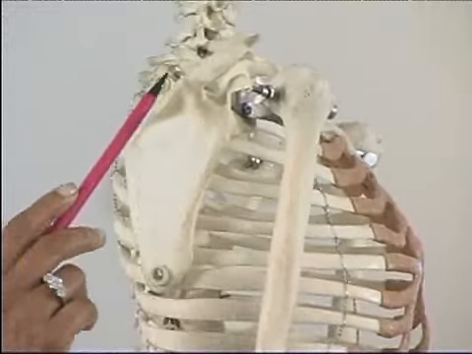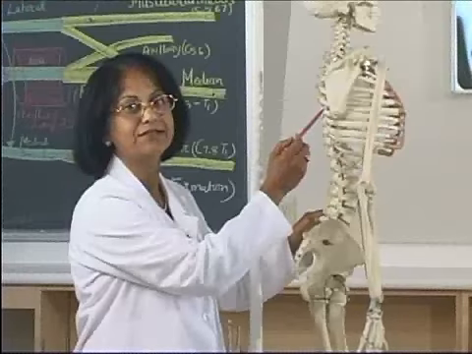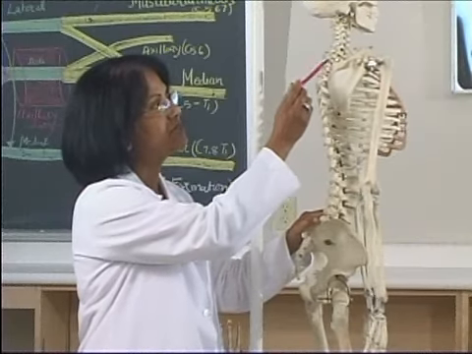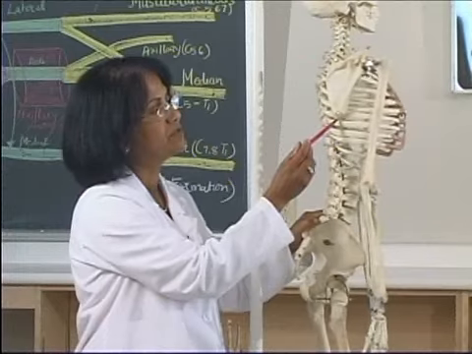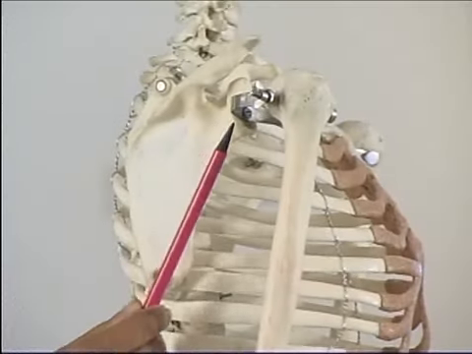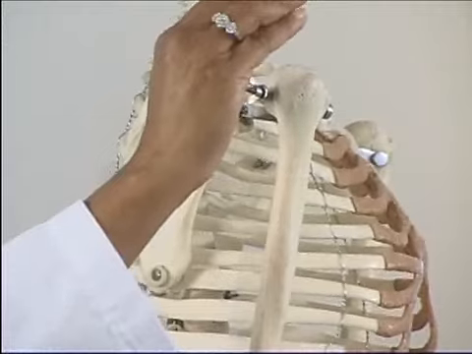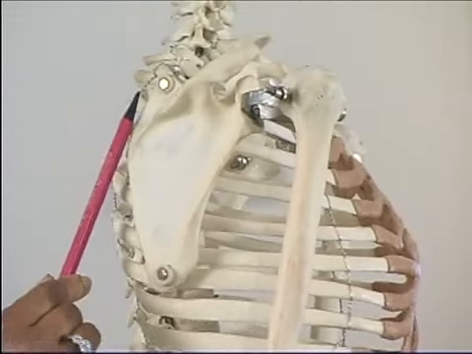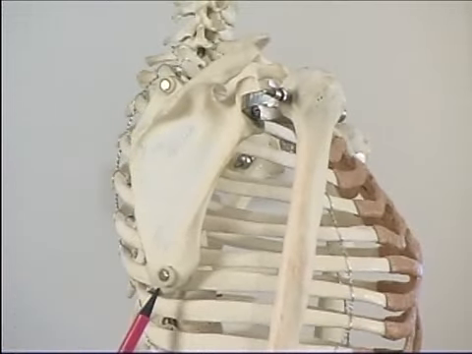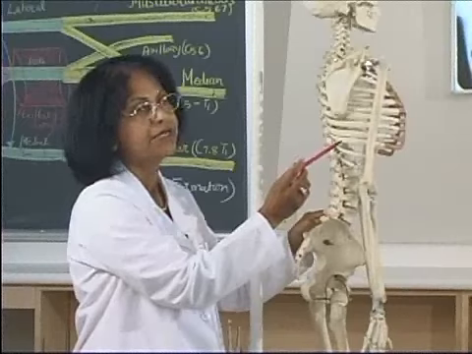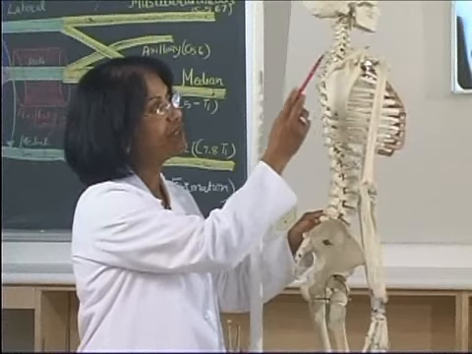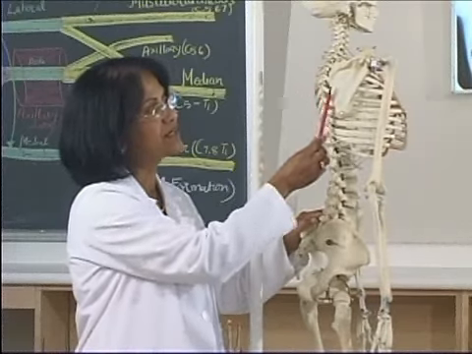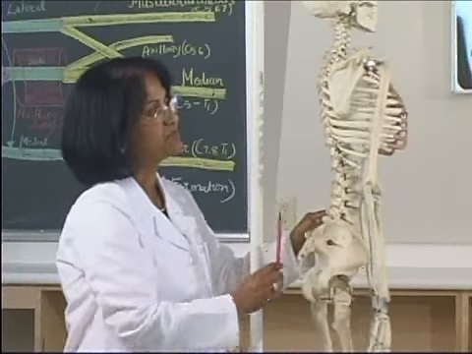Scapula is a flat, triangular bone, and it lies on the posterior aspect of the chest wall, extending from the 2nd rib to the 7th rib. It has 3 borders: superior, medial, and lateral. It has 3 angles: superior, inferior, and lateral. It is not attached directly to any bone of the axial skeleton, but is mostly attached indirectly by muscles.